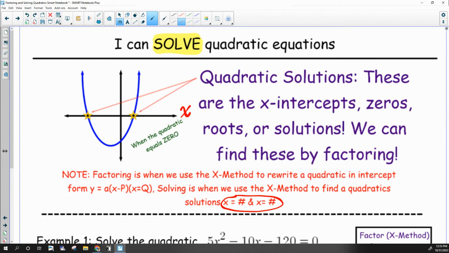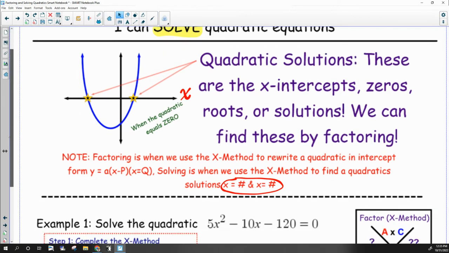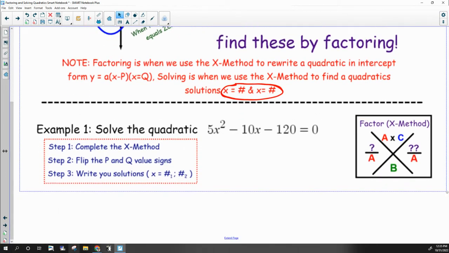We still do our greatest common factor. We still identify our A, B, and C values. We still do our X method of factoring. All of that is the same. The only difference is how we write our answer. Not an equation. We want solutions. So let's look at our first problem.